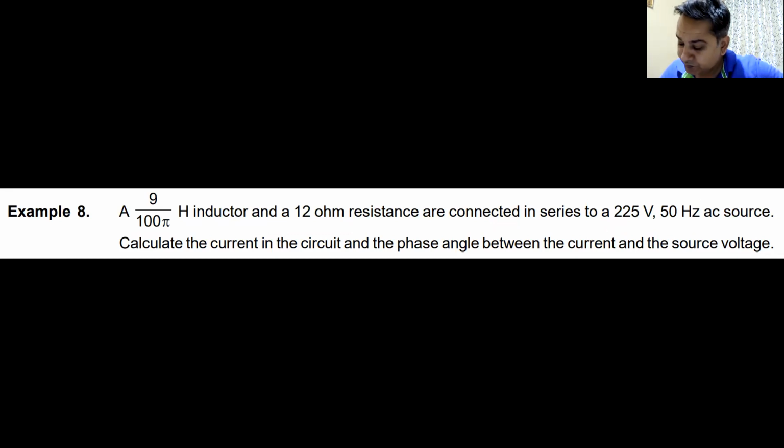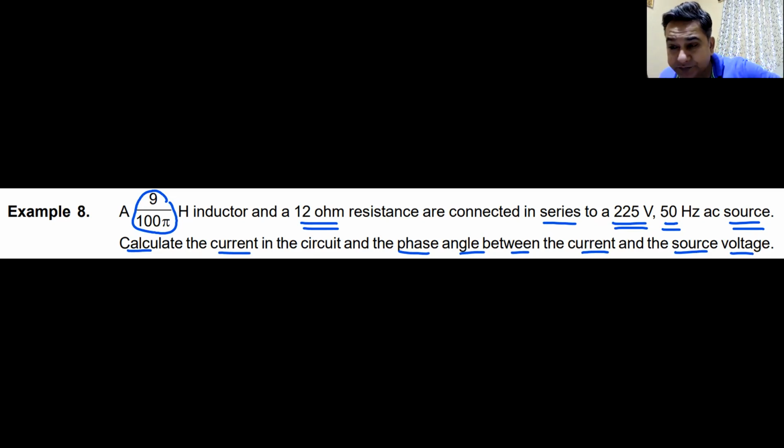To understand this: a 9 by 100 pi henry inductor and a 12 ohm resistor are connected in series to a 225 volt (this is the RMS value), 50 hertz AC source. Calculate the current. When I say current, it is the RMS current, and the phase angle between the current and the source voltage. Can you find out this answer for me?